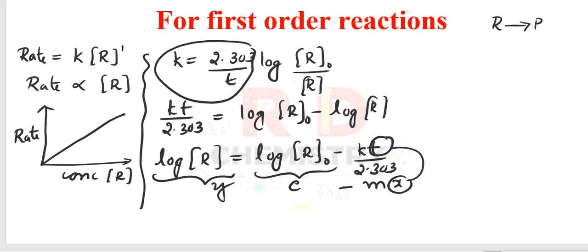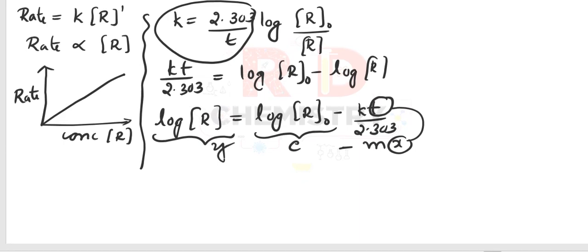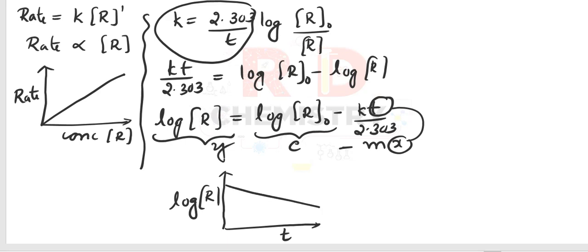So if I plot the graph for this, let me take log r along the y-axis, and the x-axis the time interval t. It is a straight line, but with a negative slope. The intercept is equal to log r naught, and the slope would be equal to minus k divided by 2.303, right?